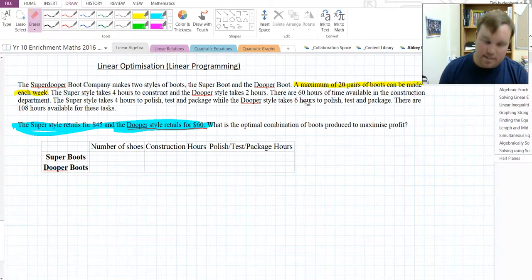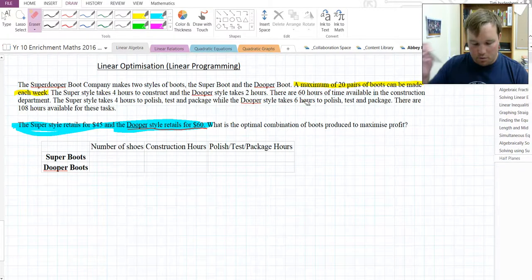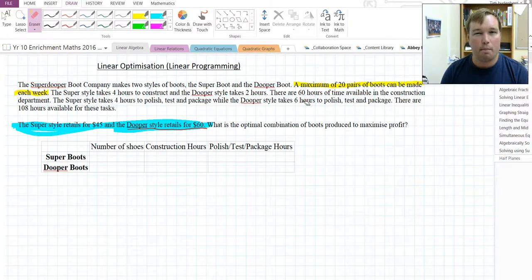Alright, so the obvious answer of 20 of the most expensive, the most profitable, would be the obvious answer, but you can't do it because of the constraints. So we're going to set up constraint equations, a feasible region, shade it in, and then look at how we can find the optimal combination of super boots and duper boots.